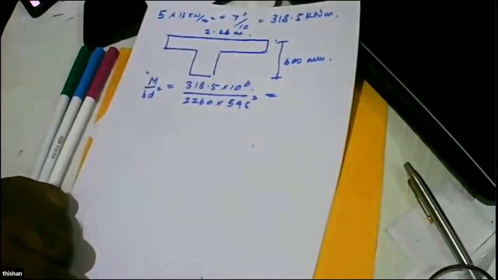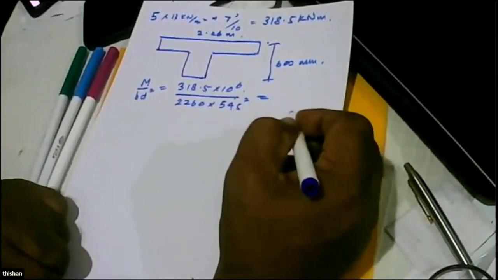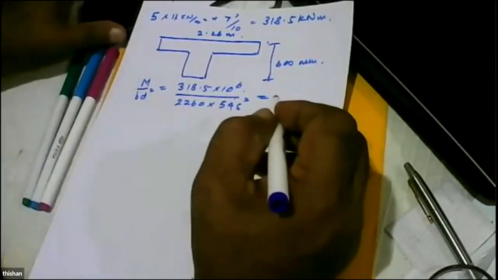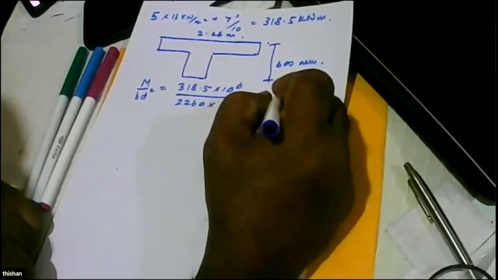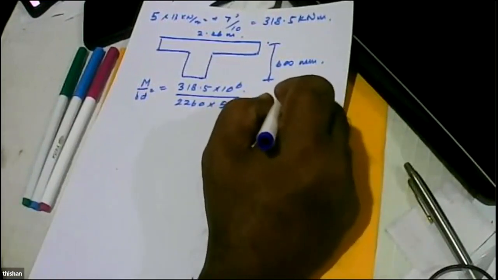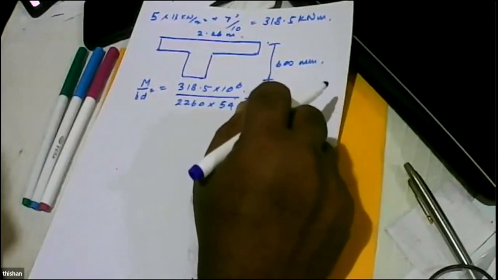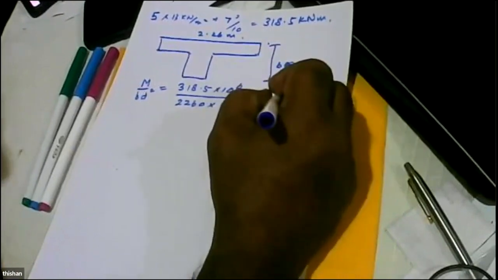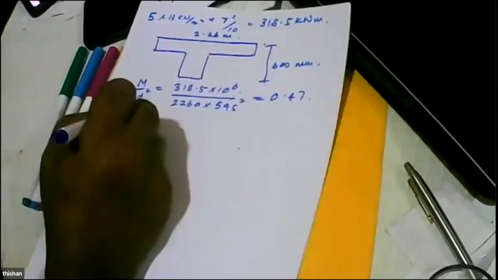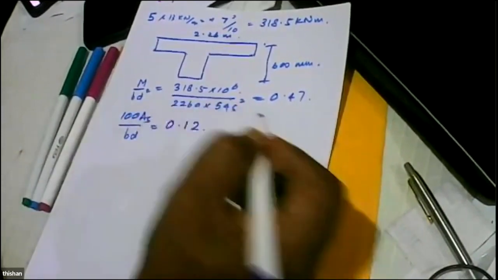What is the value of 545 squared? The answer should be around 1.8 or something like that. It's 0.47, that's right. Then what is 100 As by bd? Divide this by 4. 0.12. Okay, yes. Then what is A?